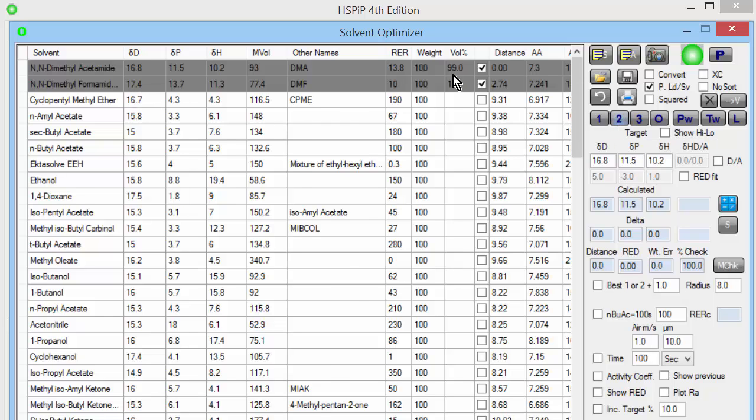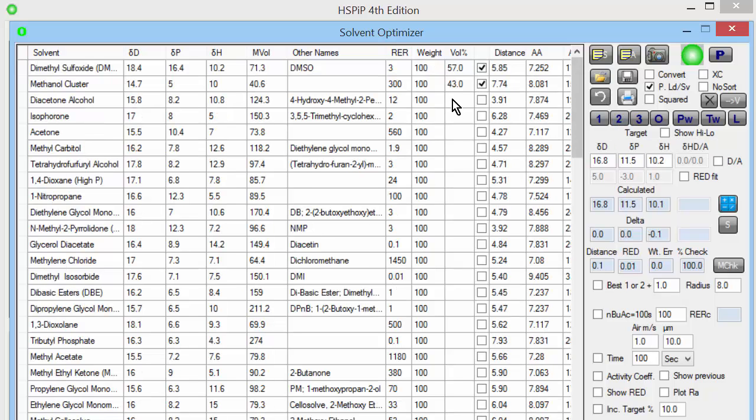And now I ask for the two best, and it says actually a 50-40 mix of DMSO and a type of methanol is a close match. In fact, it's a near perfect match. It's calculated 16.8, 11.5, 10.1 compared to 16.8, 11.5 and 10.2.